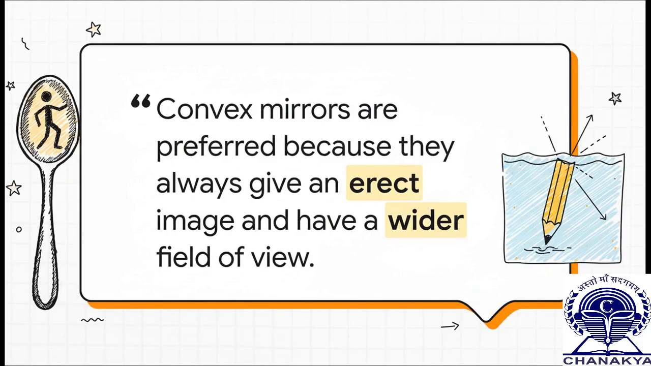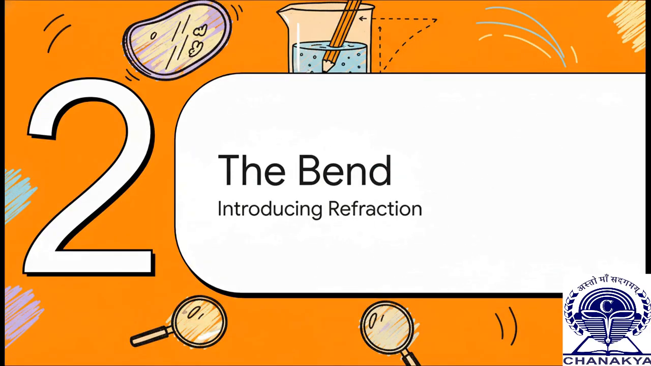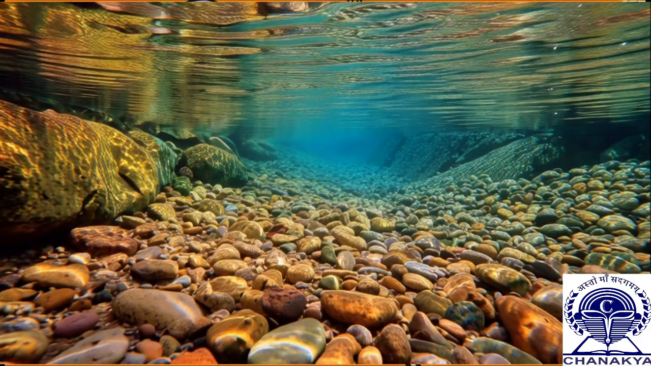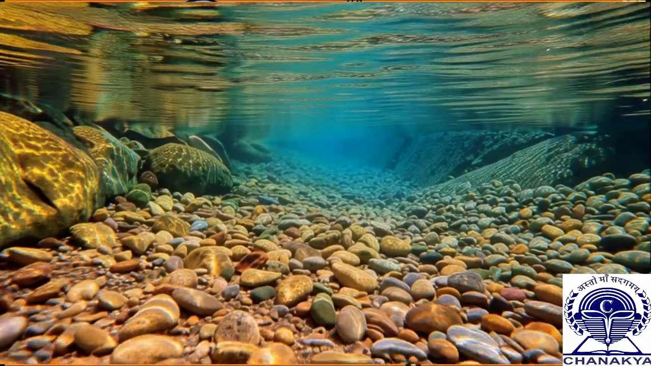They let drivers see a huge area behind them, safely. So that's the bounce. Now, are you ready for light's other signature move, the bend? All right, we've pretty much mastered the bounce. Now it's time for light's second big trick, the bend. This is what scientists call refraction, and it happens whenever light passes from one clear substance into another.